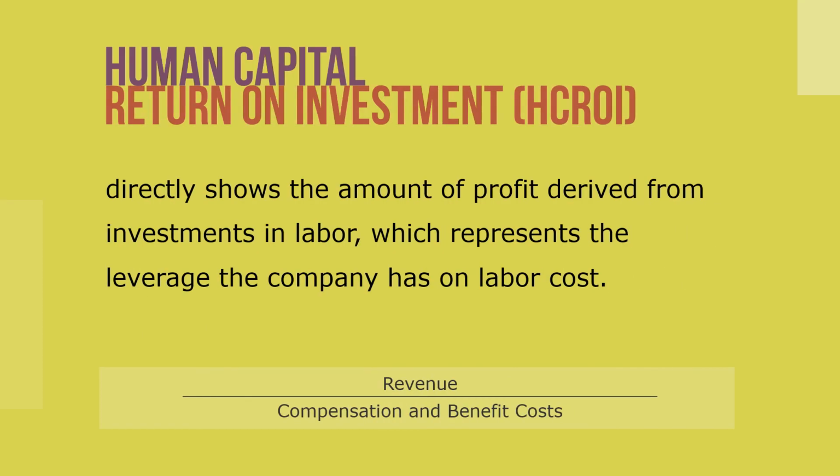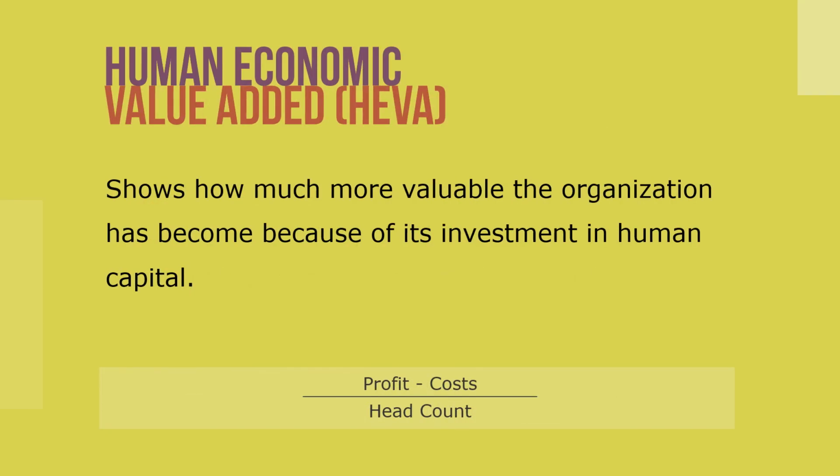Human Capital Return on Investment, or HCROI, directly shows the amount of profit derived from investments in labor, which represents the leverage the company has on labor cost. The formula for HCROI uses the same adjusted operating profitability figure as was used in HCVA, but it's divided by the total human capital cost. Human Economic Value Added, or HEVA, shows the wealth created per employee. It shows how much more valuable the organization has become because of its investment in human capital.